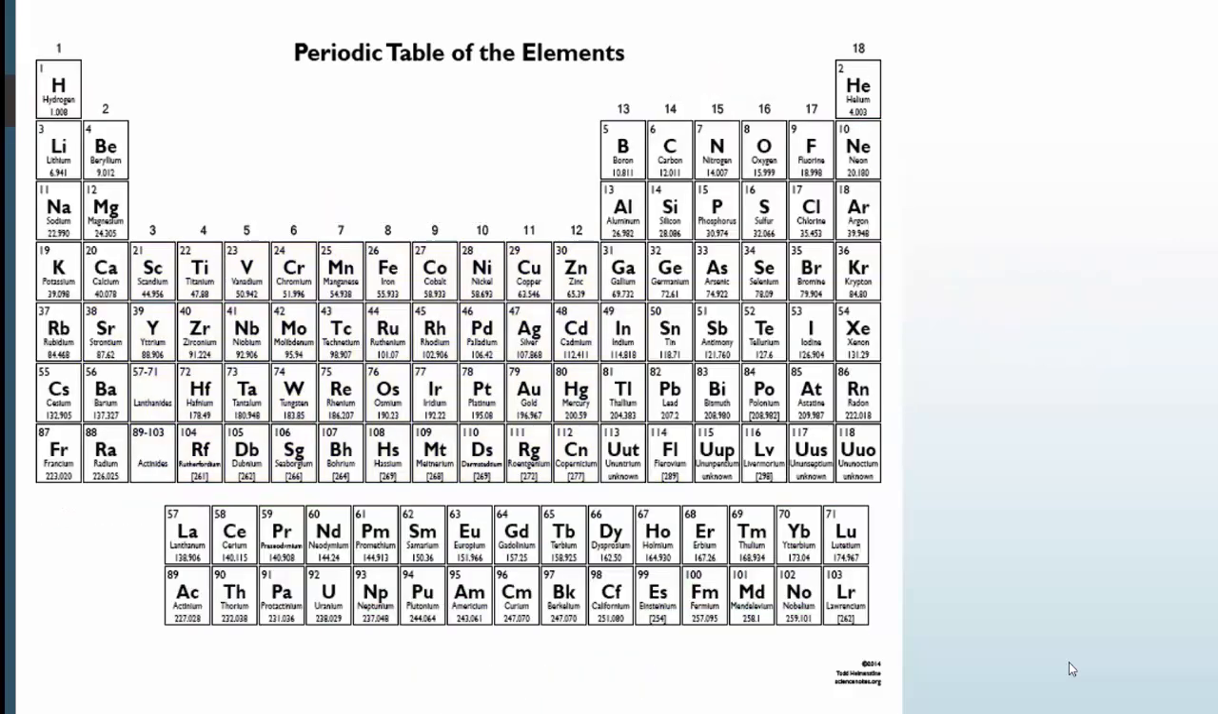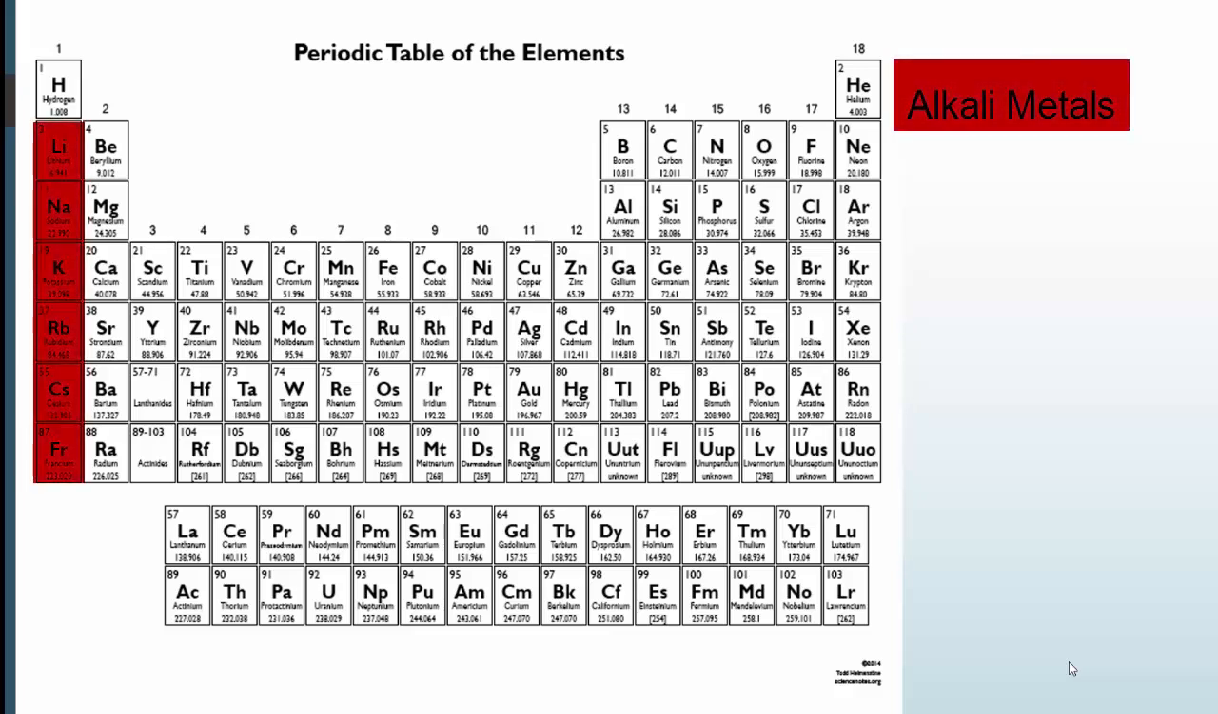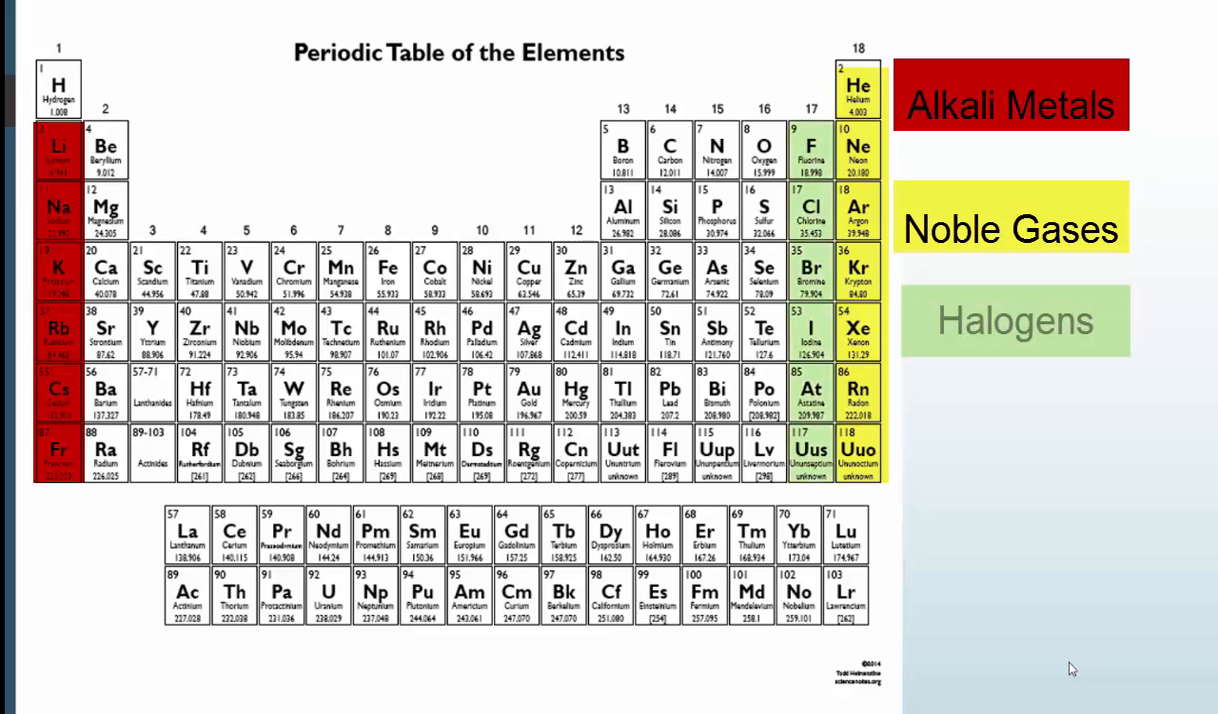Additionally, some of the groups have specific names. So the first tall column here, these are called the alkali metals. They all have similar chemistries, and they react in similar manners, but not quite the same. But this group is called the alkali metals. The last column is called the noble gases. These are highly unreactive, but you can get a couple of them to react, but they are the noble gases.